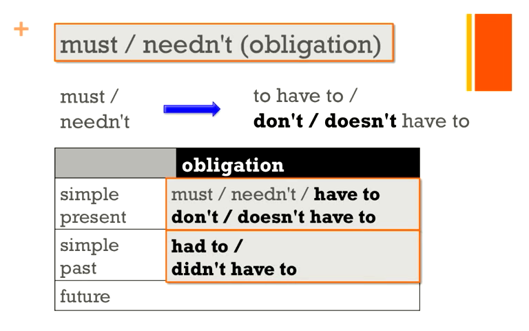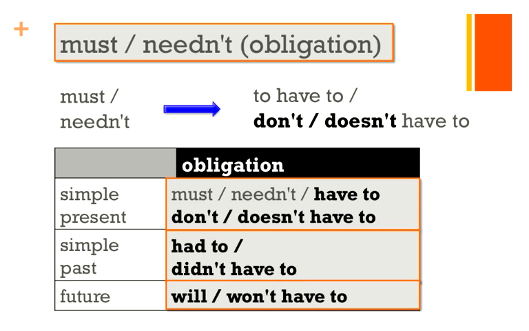In the past tense, of course, there's only the substitute form left. Now for must, it's easy, it's just had to. You just take the have to and put it in the past tense. For the negative form, don't and doesn't, the past tense is didn't, so it's didn't have to. So for the simple past, you have had to for must and didn't have to for needn't. And in the future form, you have will have to for must and won't have to, the negative form for needn't.